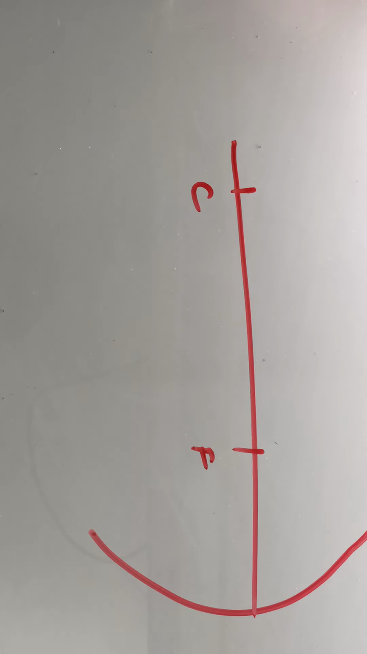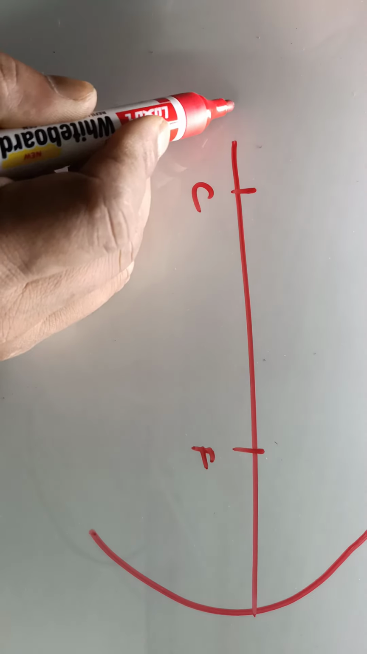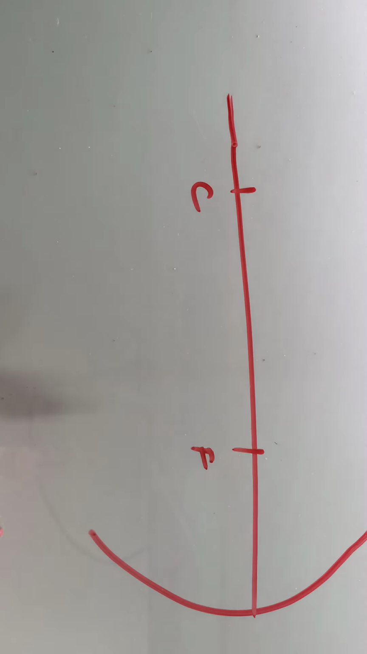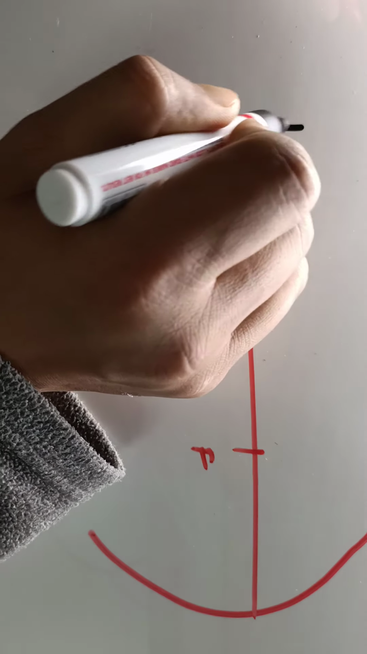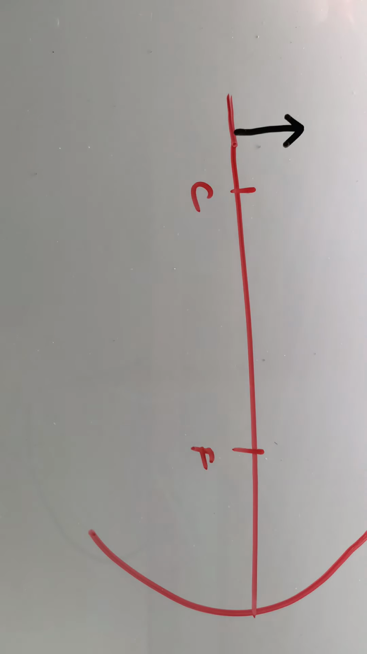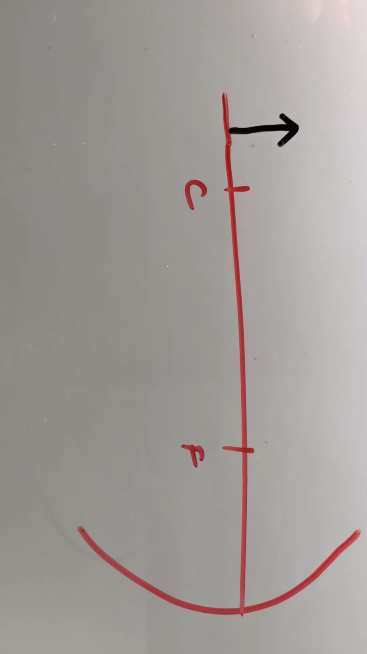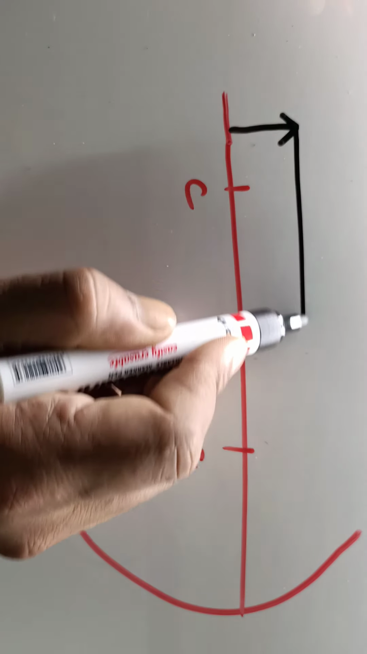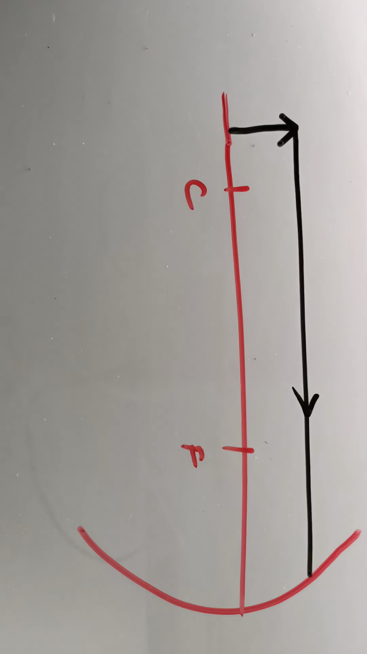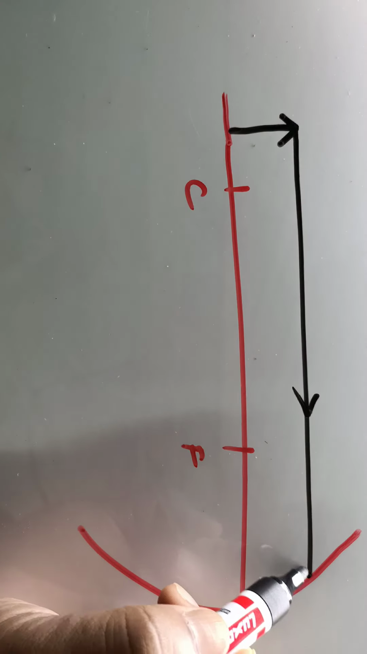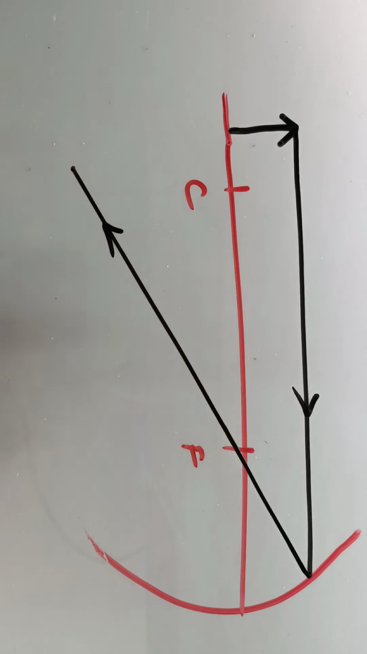Now what happens if we change the position? If the object is placed beyond C, another position. Now I'm keeping the object beyond C, beyond the center of curvature. So where will the image be formed? For that, just draw a line parallel to the principal axis. A ray of light travels parallel to the principal axis, and after reflection passes through the focus. Okay, this is one.